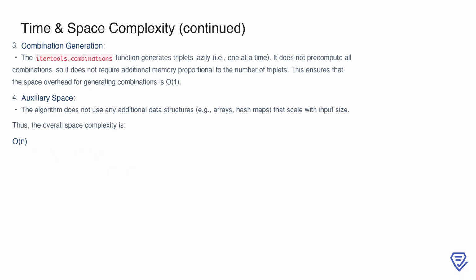When we look at how combinations are generated, the itertools.combinations function is particularly efficient because it generates triplets lazily, one at a time. This means it does not pre-compute or store all combinations in memory, ensuring that the space overhead for combination generation is O(1). Additionally, the algorithm does not make use of any auxiliary data structures like arrays or hash maps that scale with the input size. The absence of such structures further minimizes memory usage. Combining these factors, the overall space complexity is determined to be O(n), which is dominated by the input list nums. This efficiency in space usage complements the algorithm's design, even though the time complexity remains a limiting factor.